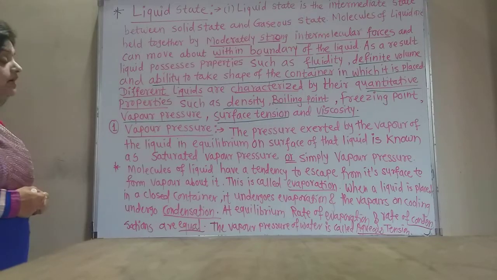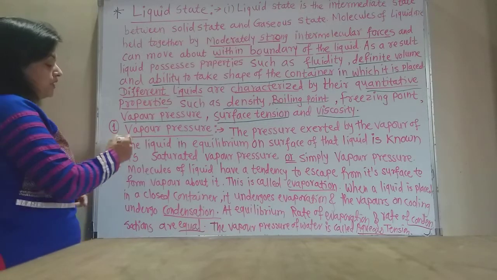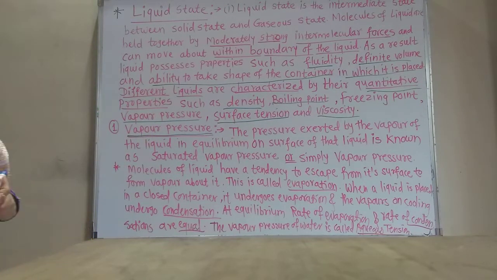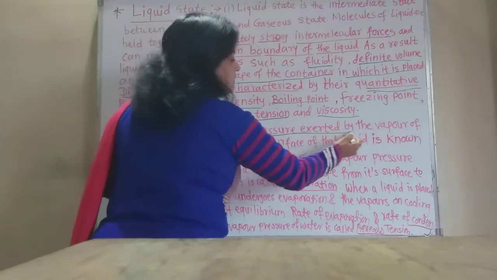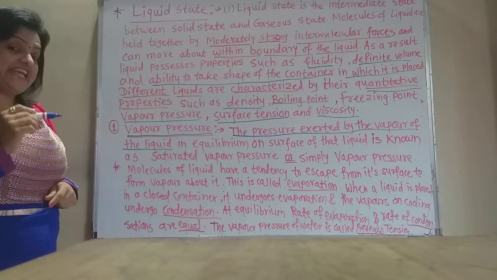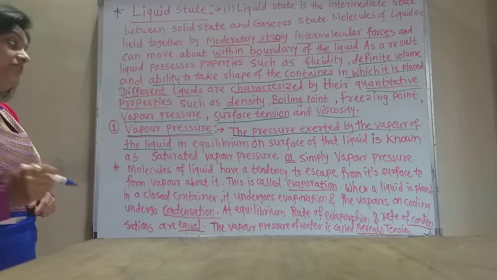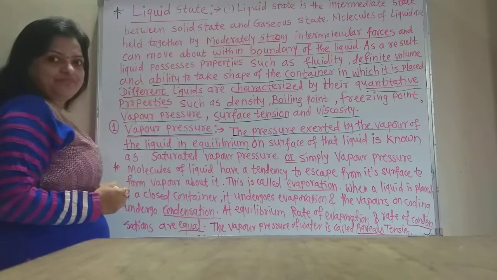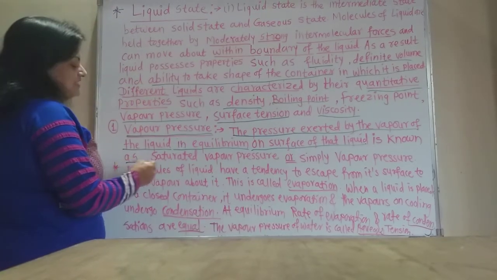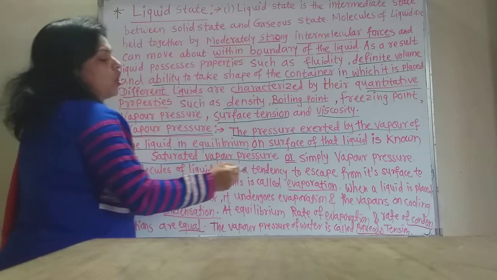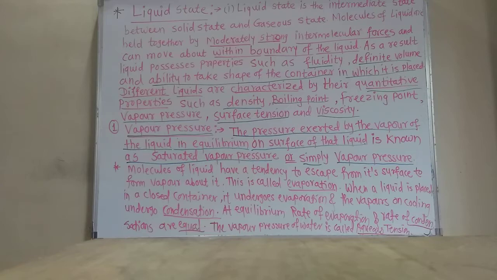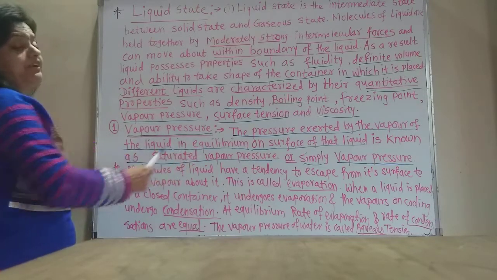First we have to learn vapor pressure, the first property of the liquid. Now, I give the definition. The pressure exerted by the vapors of the liquid in equilibrium on the surface of that liquid is known as saturated vapor pressure, or simply the vapor pressure. Here the word equilibrium is there.